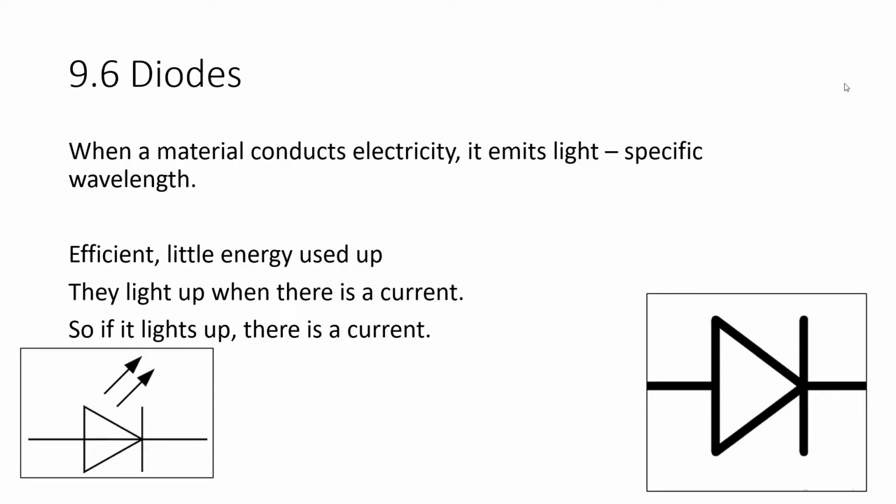It is efficient, little energy is used up. They light up when there is a current, so if it lights up, then that implies there is a current. So for example, you can use diodes to detect if a current is flowing in the right direction.